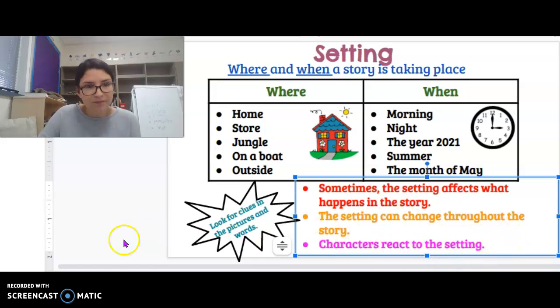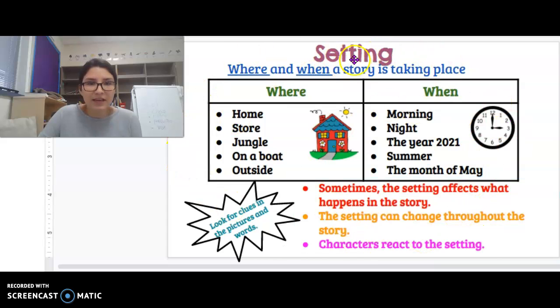The river. Okay, so one more time, let's go over setting. Setting, where and when a story is taking place. So where and when. Where am I? I'm in a classroom. When? During the day, okay? So remember, setting is very important to a story because it can change how the character feels, how the character acts, what happens at the end of the story. You can just do a whole bunch of things. So that's why setting is so important to a story.